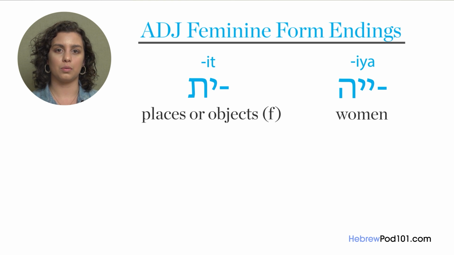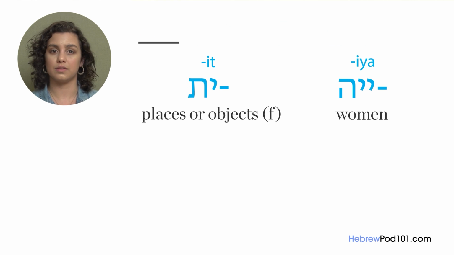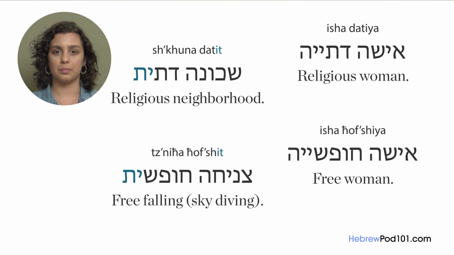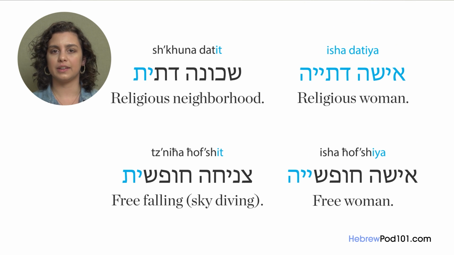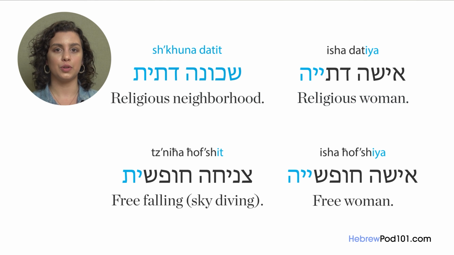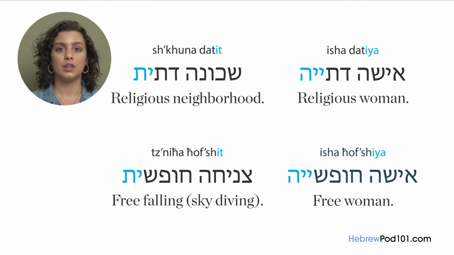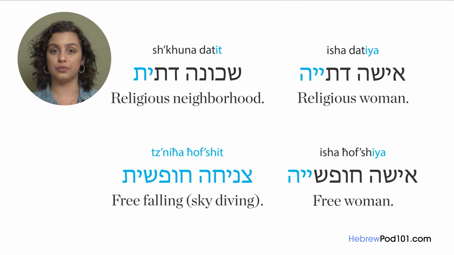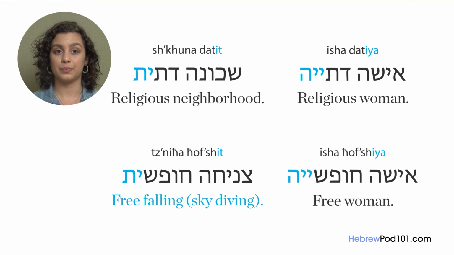This rule doesn't apply only to nationalities, but to other adjectives as well. Let's look at some examples. Isha Datiya, religious woman. Shchuna Datit, religious neighborhood. Isha Chofshiya, free woman. Tznicha Chofshit, free falling, which more naturally translates as skydiving.